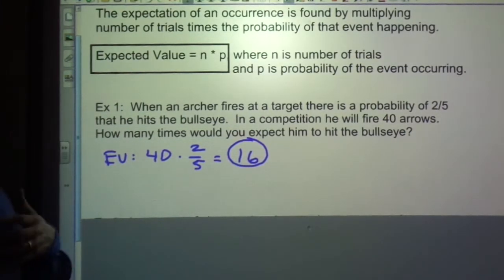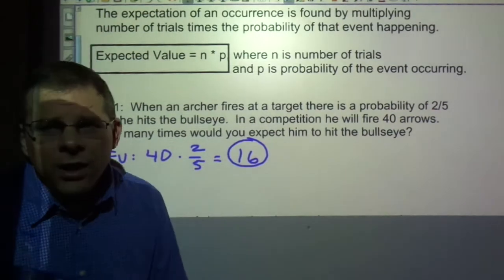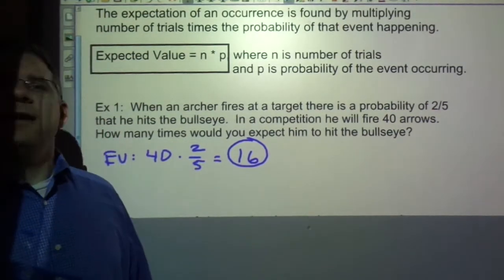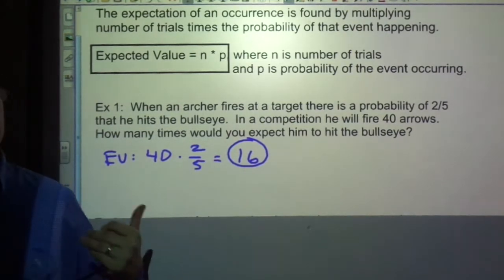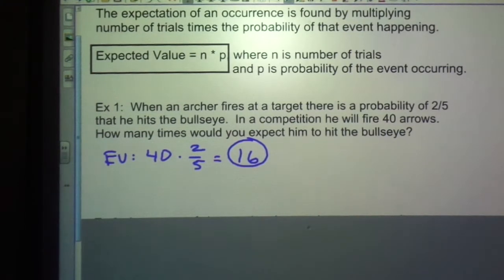And again, will he hit it 16 times in this competition? No, but that's what we would expect to happen. And if we did 100 different competitions, on average, most of the time, he's going to hit it 16 times out of every 40. Okay?